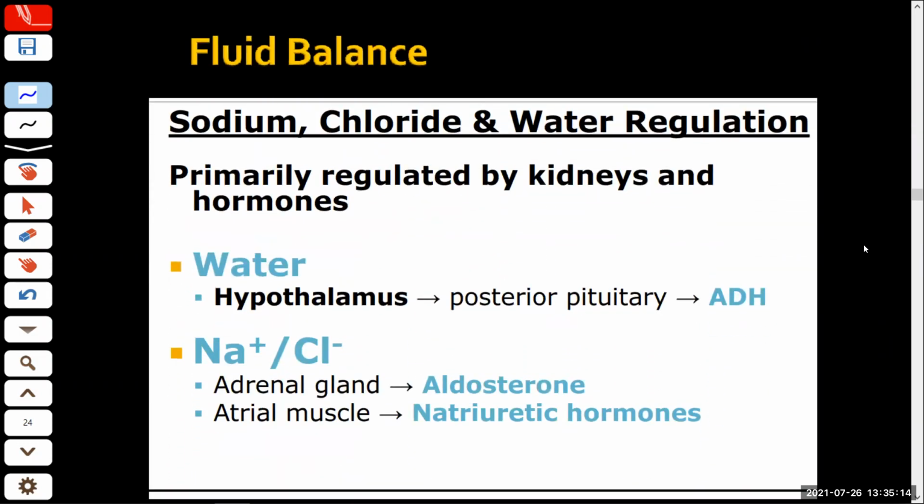Okay, that's part one. Take a little break. We'll get into fluid balance. This is going to be part two. Okay, so let's say 10 minutes, 45, we'll pick back up again.